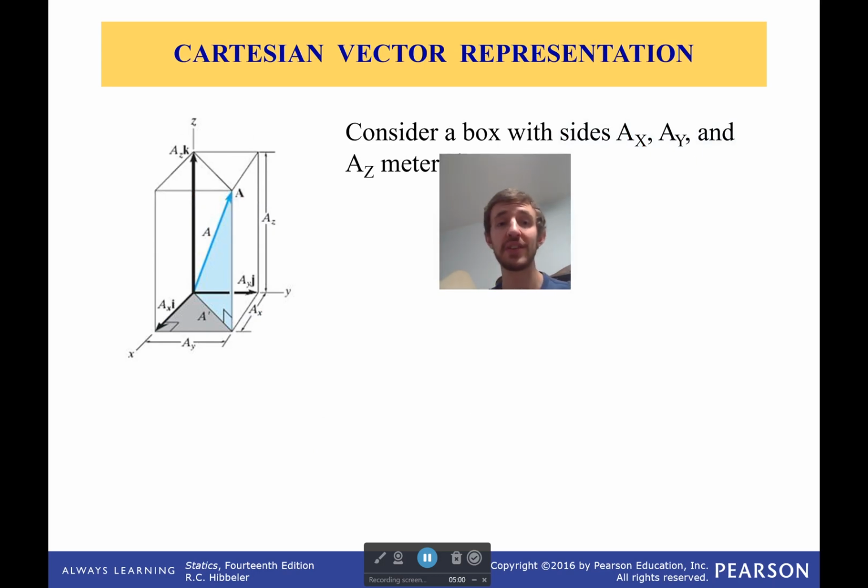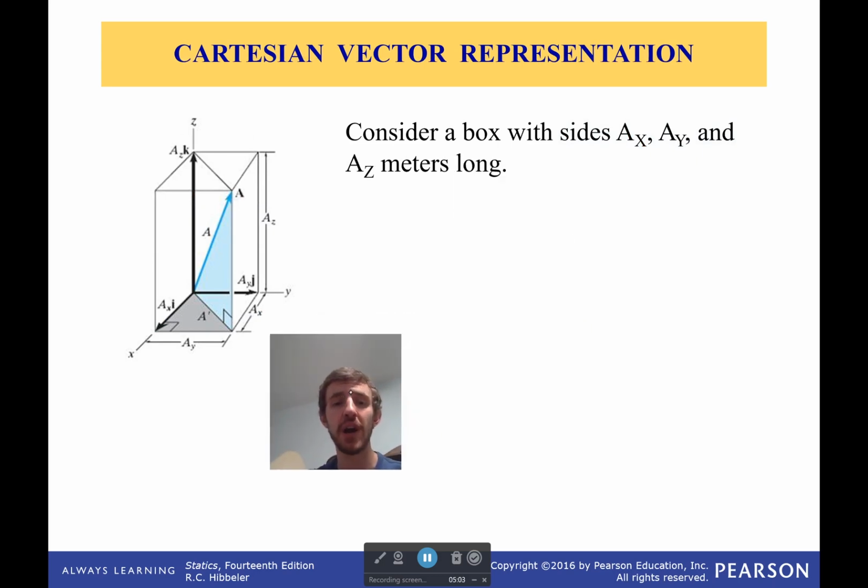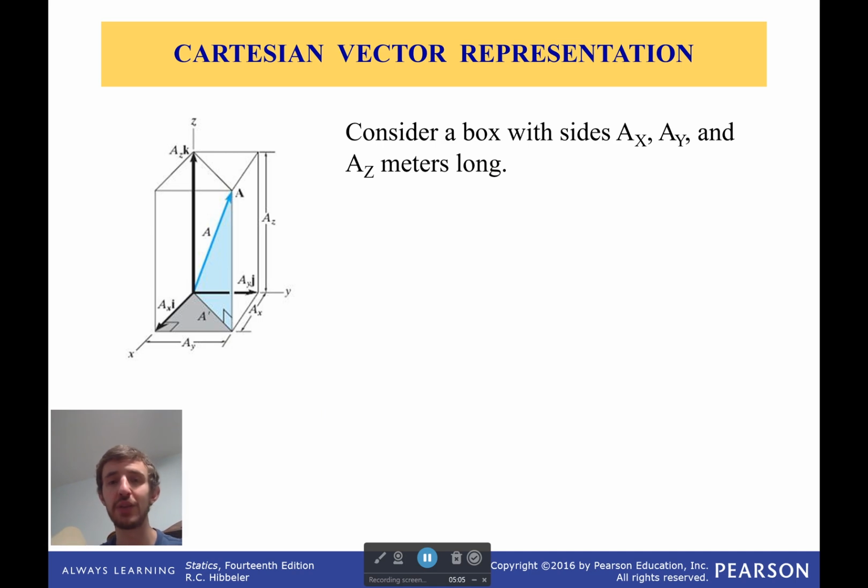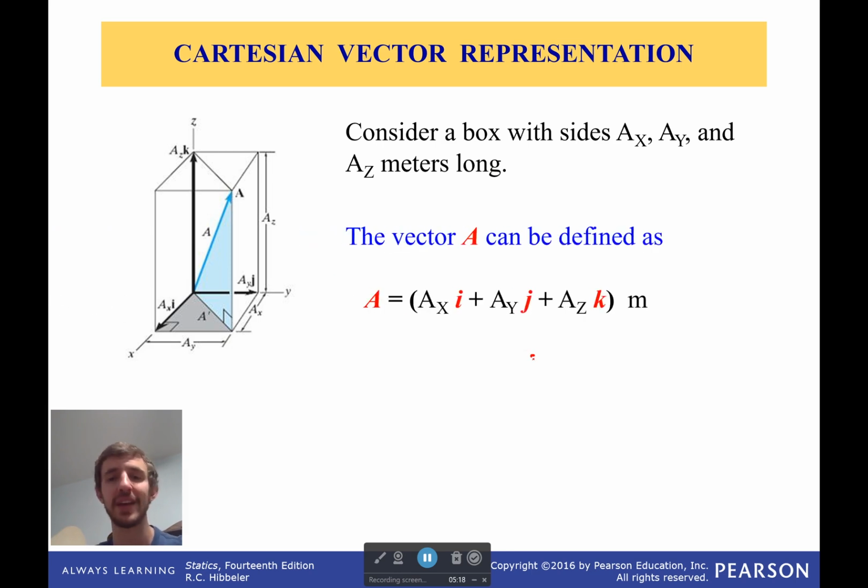So how do we represent a vector in Cartesian vector representation? You probably already know this because we've done example problems and you saw it a couple of times, actually three times in the previous set of lectures. So if we have a vector, let's just call it A, with a magnitude A going in some direction, and we break it up into its components, the x component goes in the i direction, the y component goes in the j direction, and the z component goes in the k direction.